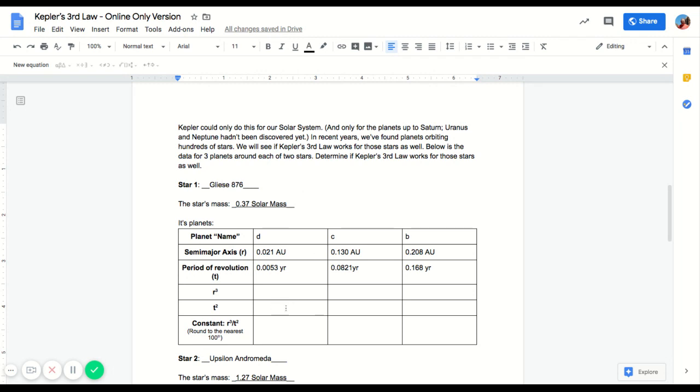You can type the values right into this document and then submit it to me for a grade.